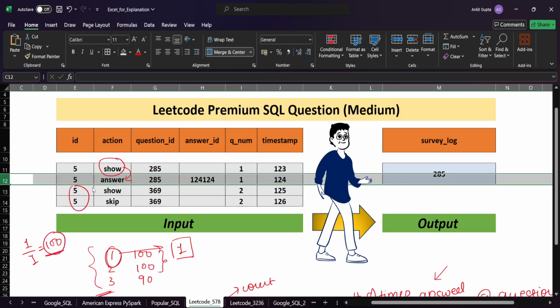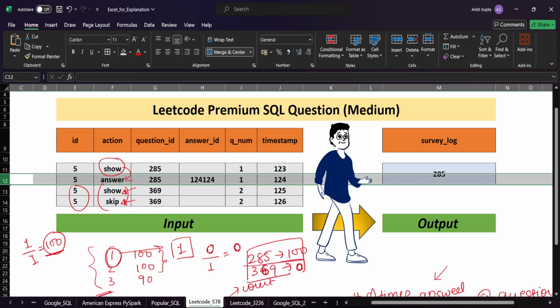And for the next one, let me write 285. For this question, the rate is basically 0. Let's see the rate. For this one, the question was viewed but it was not answered, it was just skipped. So the number of times the user answered is 0 divided by the number of times the question was viewed, which is 1, so it is nothing but 0. So here we have 0.